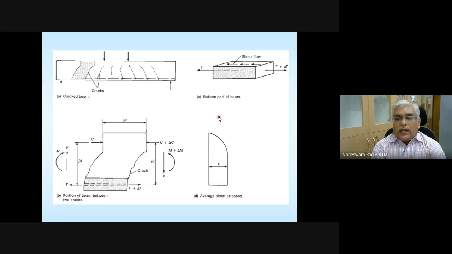Is it clear? Above the neutral axis, it's going to be similar to a homogeneous uncracked section. It's going to have parabolic variation, maximum value reaching at the neutral axis. Below the neutral axis, concrete just transfers whatever shear stress is there at the level of the neutral axis to the tension steel. So it's going to be like this. I hope you have taken note of this figure. Using this figure, we can write some equations. Let's see those equations.